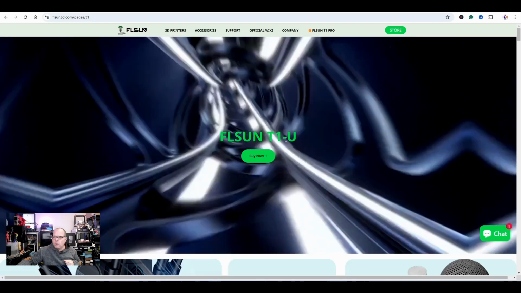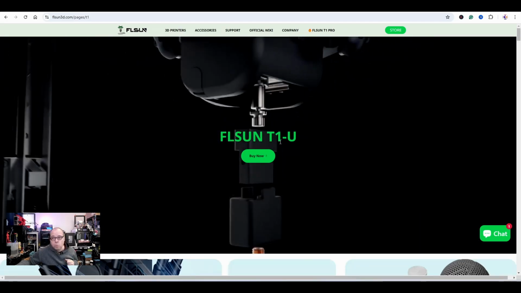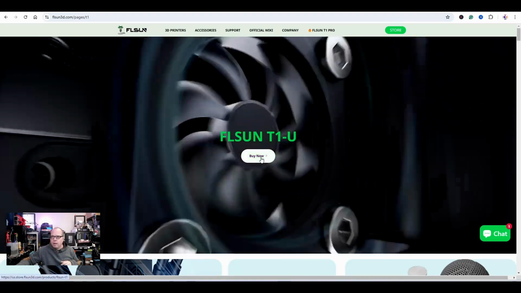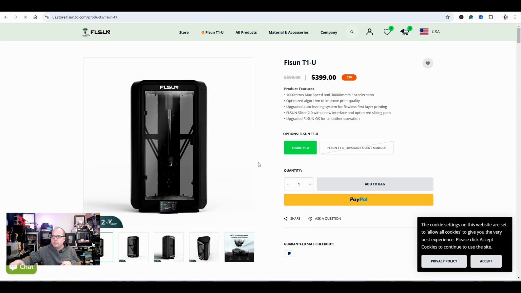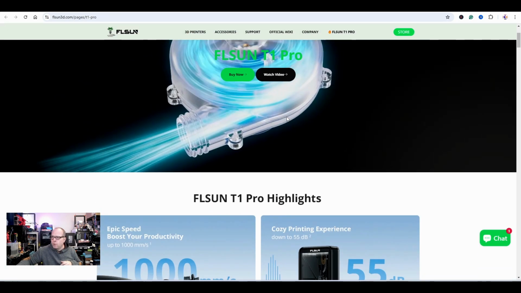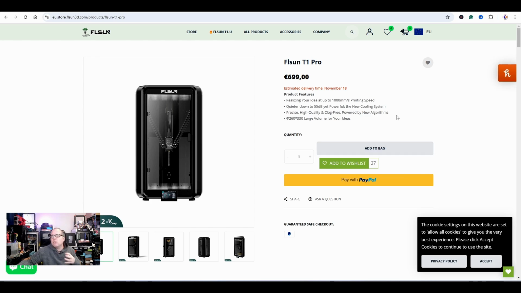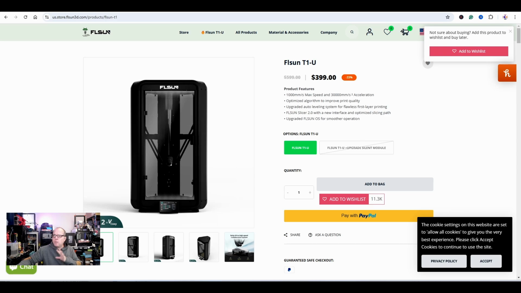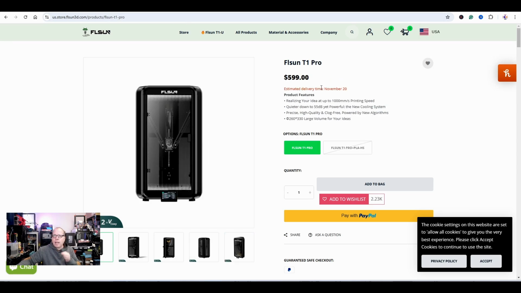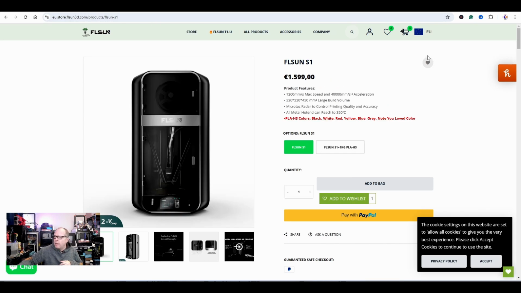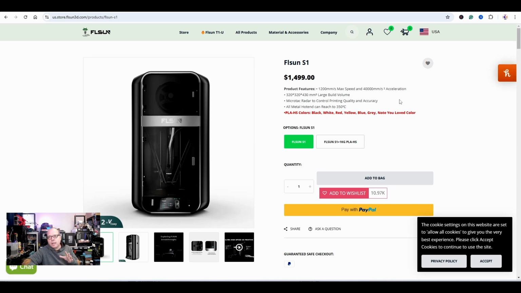So for example, the FLSUN T1, basically the T1, if you are going to buy it, it's like $399 USD. The Pro version, the T1 Pro, is $599. So the difference between those two, 400, 600, is like 200. So if the S1 is $1,499, so 1,500, I would guess that this one would be like $1,699 USD, like $200 more.